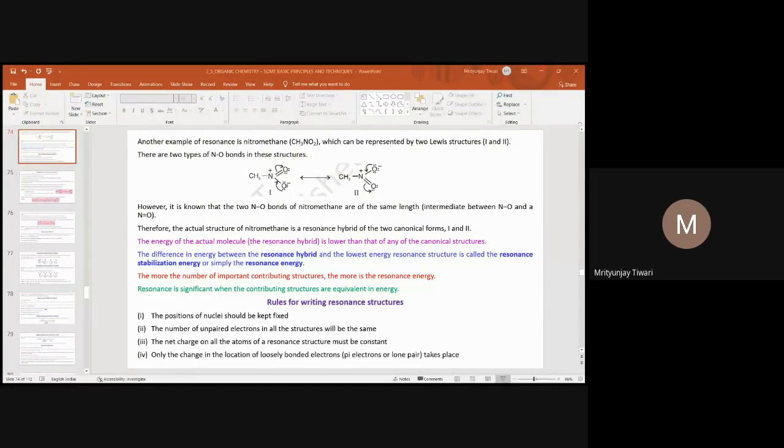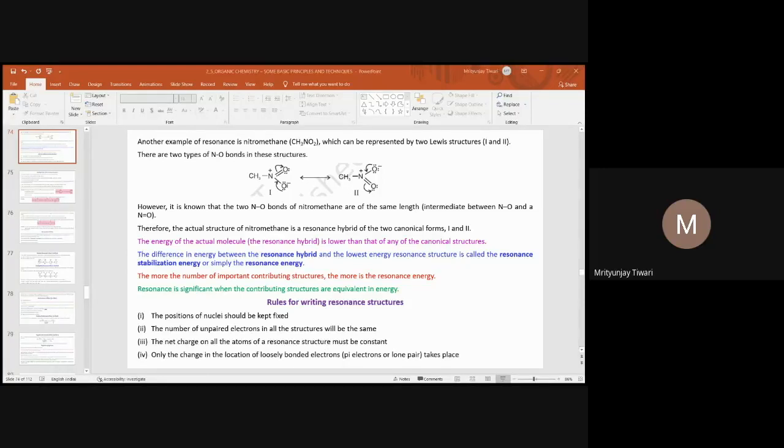So again we see a certain set of rules. We follow these rules in a certain order, and based on that we determine which structure will be most stable, and what the order of stability of the other structures will be. So the first rule: the relative stability of resonating structures should be deduced in the following order. The structure with the more number of covalent bonds will be most stable.